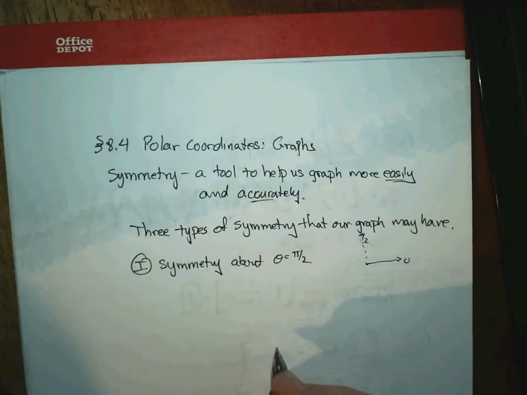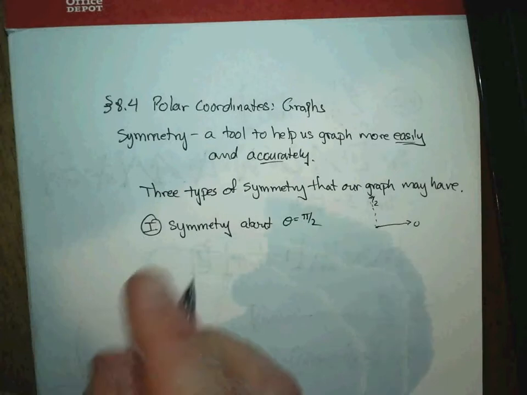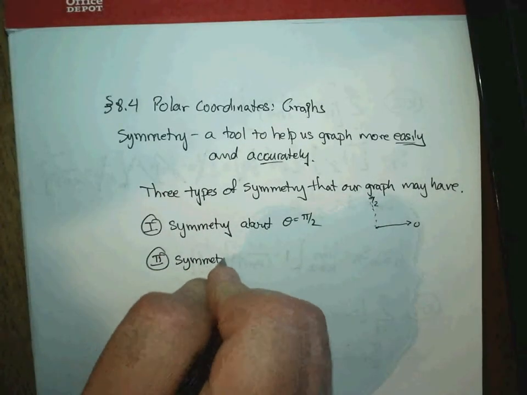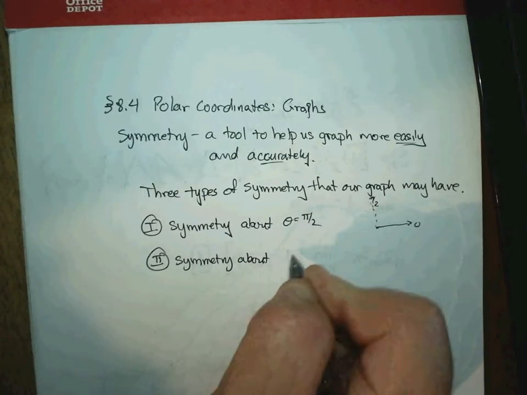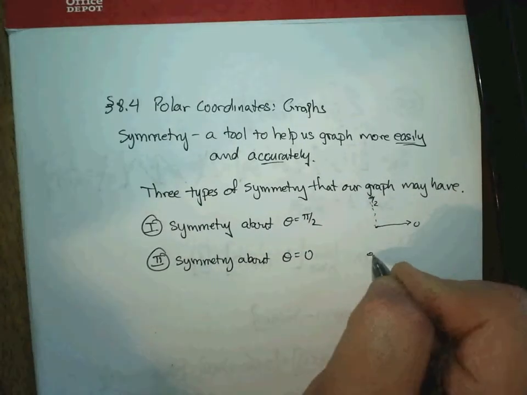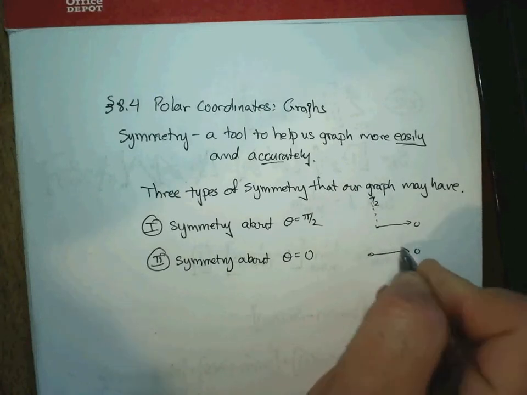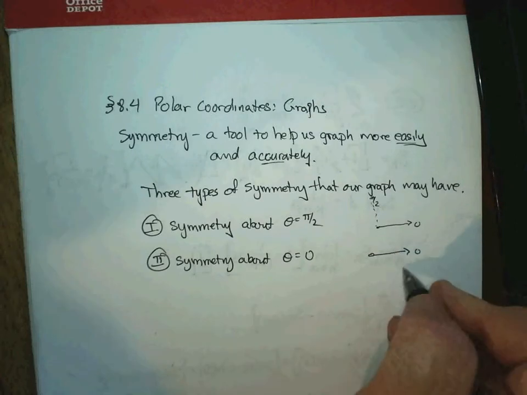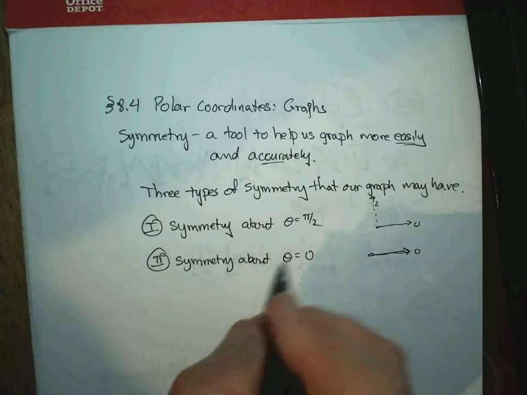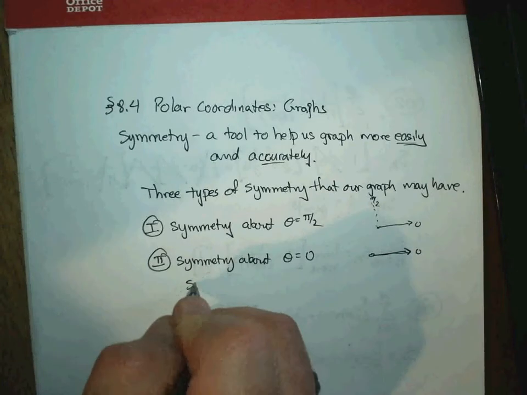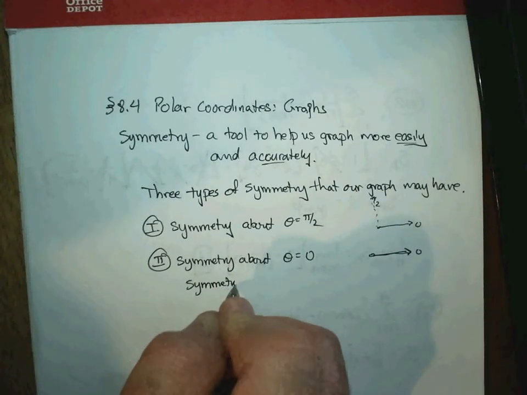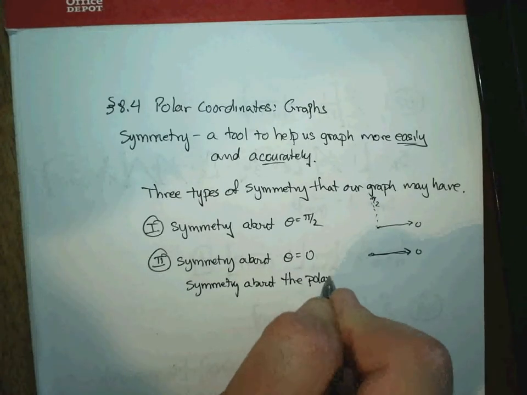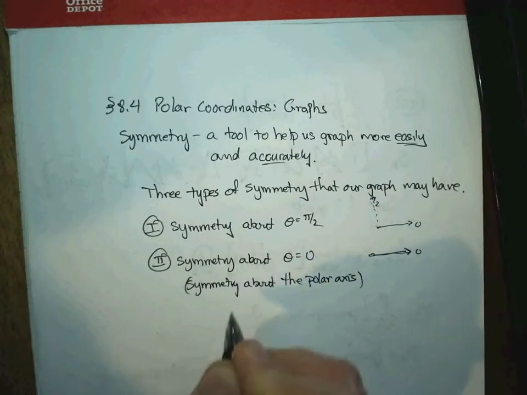The second type of symmetry is symmetry about theta equals 0, which is the polar axis itself. So that's symmetry about the horizontal axis, what we would normally think of as the x-axis. But here it's not called the x-axis, it's called the polar axis. So this is symmetry about the polar axis.